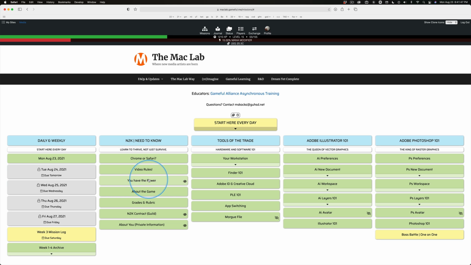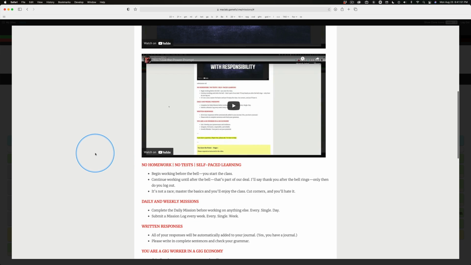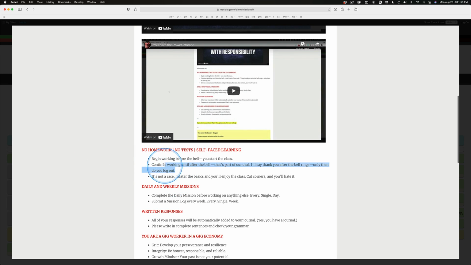And most importantly, you have the power. This right here, there are students who still don't understand what bell to bell means. You know, and I get arguments with students claiming, hey, I didn't log out till the bell rang. They read this just like you did, or at least they were expected to. So it's an open book.